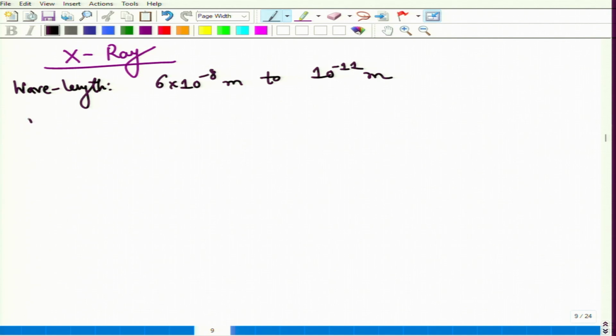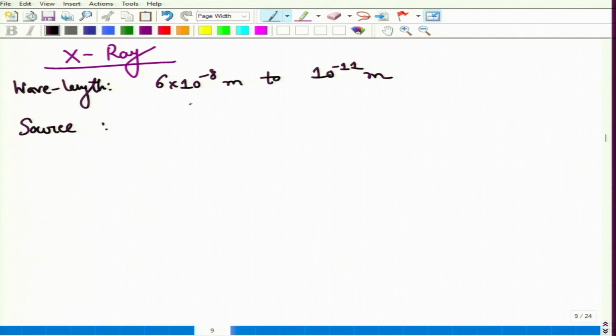And source, what is the source? We know from the experiment of Röntgen, right? The Röntgen experiment, how the X-ray was detected for the first time. That's why it was called X-ray, because it was a totally new kind of wave or radiation. Okay, we know that. So we can write it here.